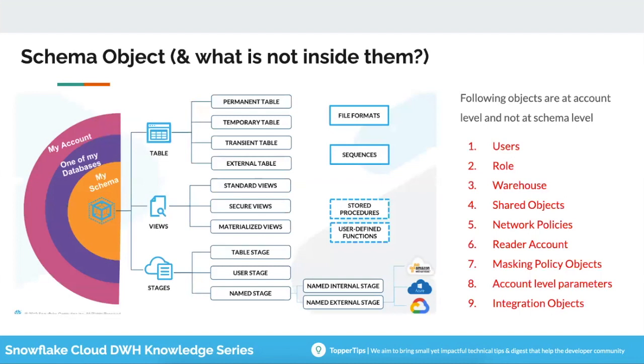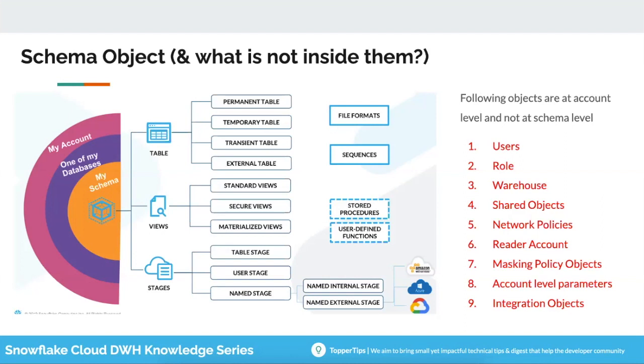Let's understand the schema object and what is not included. We have seen one picture, but I just want to bring that container hierarchy and the different kinds of things over here. If you see this is my account, and within my account you will have one or many databases. However, those databases will only and only belong to your account, which is part of a particular cloud provider, and within the cloud provider a particular region, right?